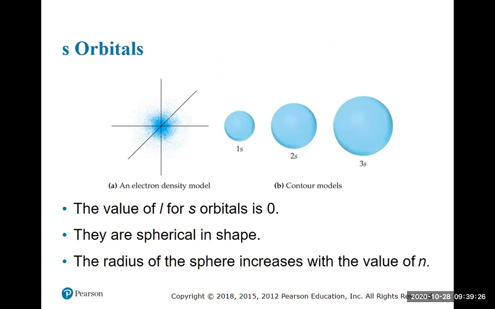Here we get to some of the electron density presentations or contour model presentations, showing what these orbitals look like. So here's the s orbital. It's pretty much just a circle or a ball, however you want to think of it. But the key thing here is as you go to higher energy levels, as we said, it gets bigger.